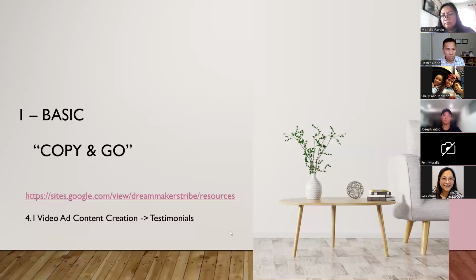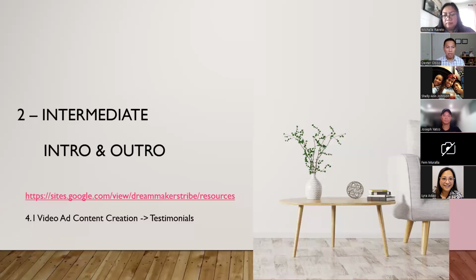All right, so next one is the intermediate. Intermediate is intro and outro. So you will use the team testimonials, but you'll add an introduction, and then you'll add a call to action at the end. That's how simple it is, okay?